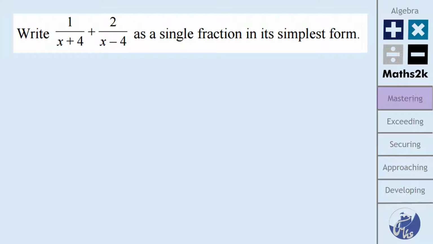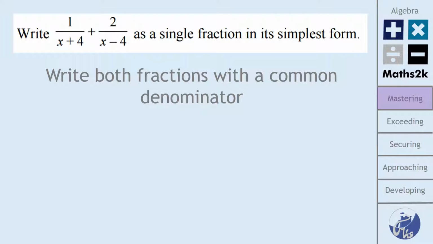So here we have a typical algebraic fraction problem where you're given two fractions to add, and then you're asked to put it in its simplest form and making sure it's written as a single fraction. So as always with fractions, you'd always want to make sure that you've got a common denominator when you're adding or subtracting. Only in this case, because they're algebraic denominators, you're going to have to look at what you can multiply to get them the same.